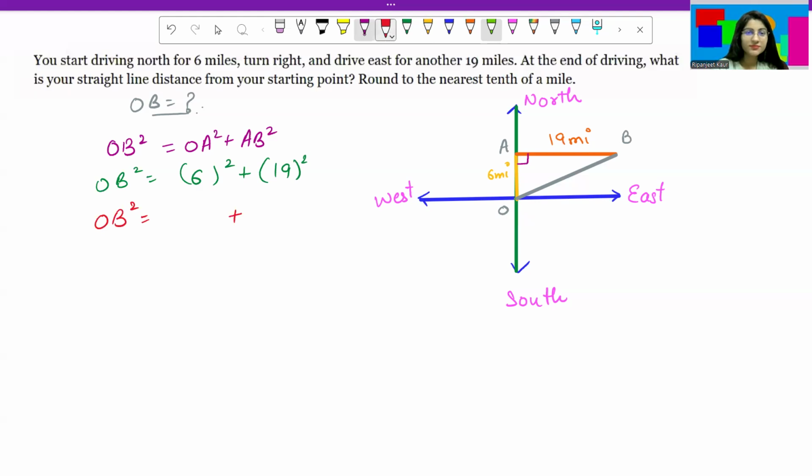6 squared is 36. 19 squared is 361. So OB square is the addition of both of them. What is going to be our answer of addition?